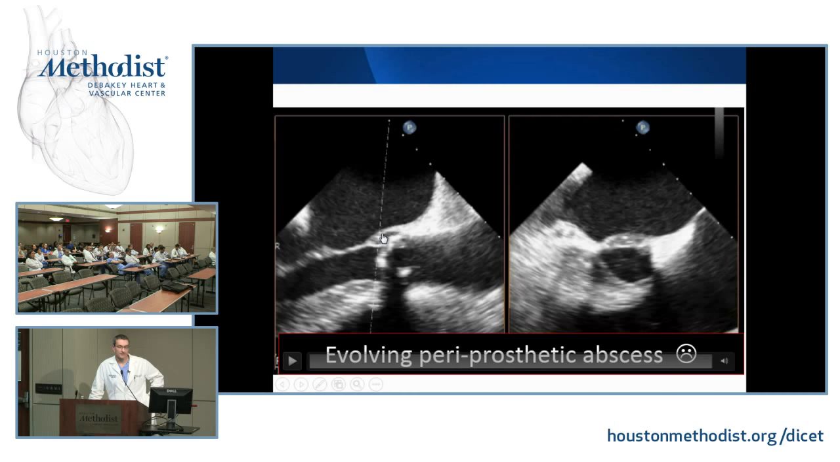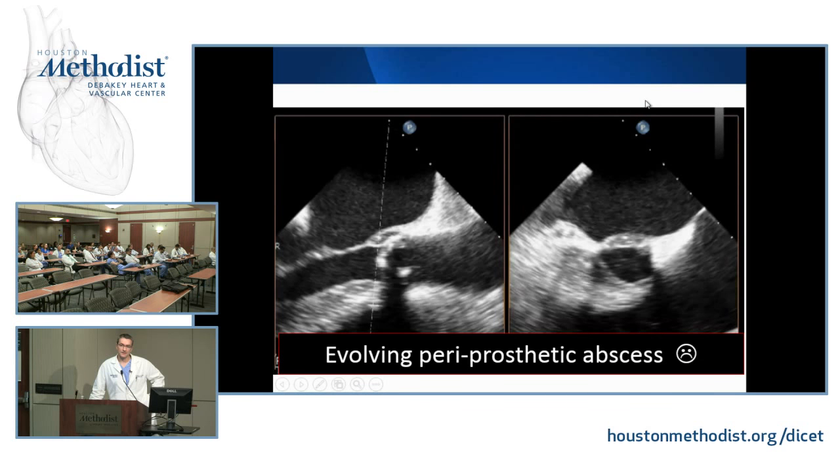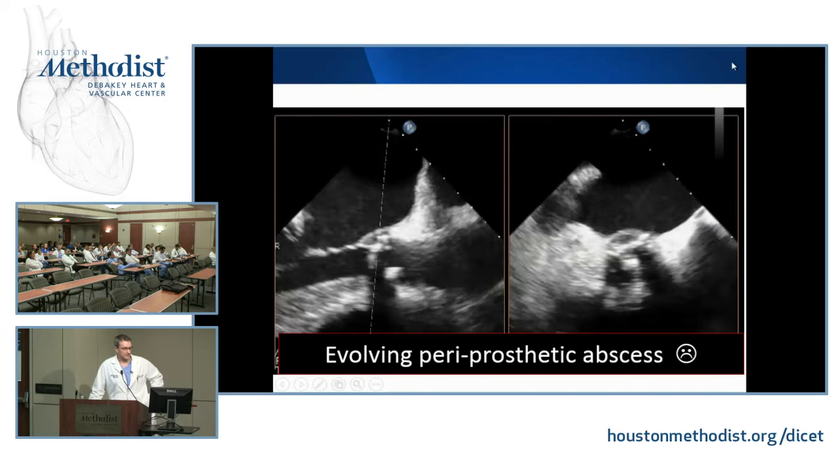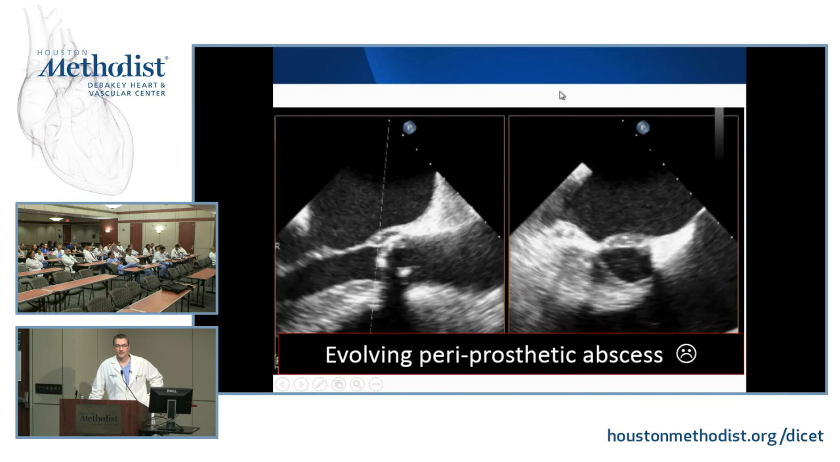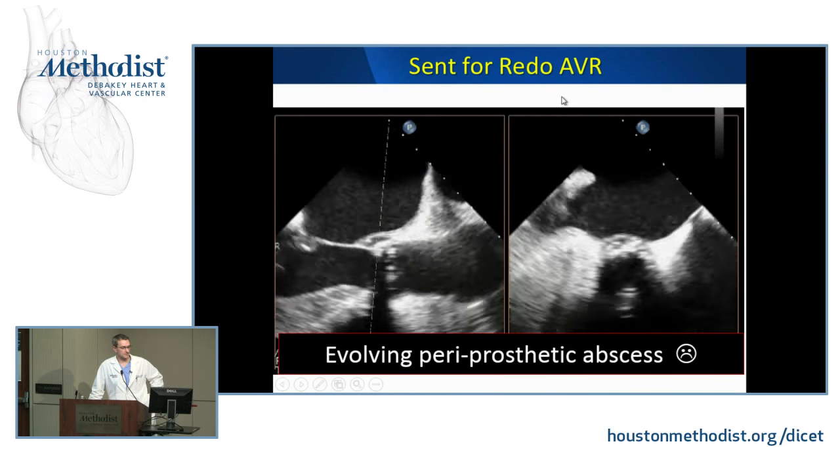And it's contained. It hasn't opened on either end, so it's not pulsatile. Once it opens up, typically on the LVOT side, then it becomes pulsatile. All the pus gets washed out. They tend to have a fairly dramatic fever at that point, and then it gets pulsatile. So he had to go for a redo AVR. There's no medical therapy for a periaortic abscess.